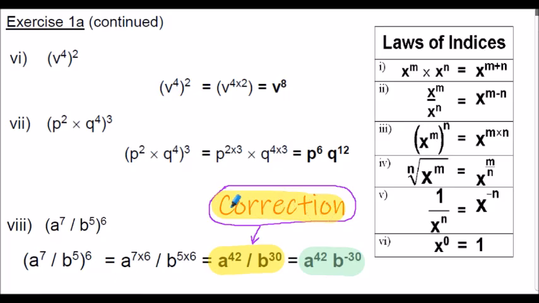Just note for reference, there was an error on the previous slide, which has been corrected here. The expression should have stated a to the 42 divided by b to the 30, which could have been written also as a to the 42 multiplied by b to the negative 30. So please note the correction.